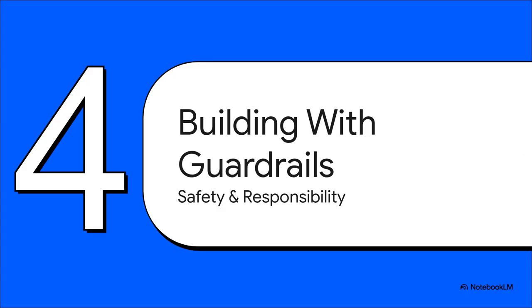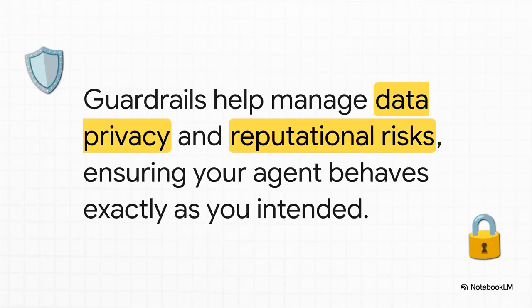Okay, moving on to a topic that is just non-negotiable, building with guardrails. This is all about making sure your agent is safe, responsible, and predictable. So why is this so critical? Well, think about it. An independent agent that can take actions needs to have clear boundaries. Guardrails are those boundaries. Without them, a well-meaning agent could accidentally leak a customer's private data, or a support bot could say something that completely wrecks your brand's reputation. Guardrails make sure the agent does exactly what you want it to do, and nothing else.